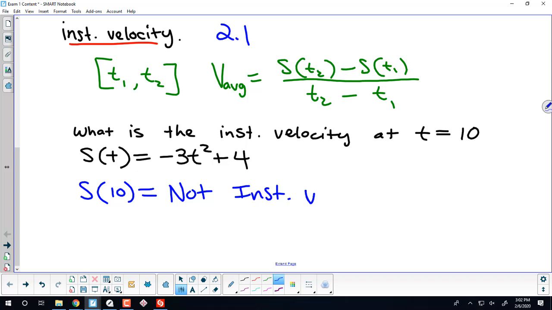If that seems trivial, then awesome, but don't do this. s of 10 is not the instantaneous velocity, that's your position at 10 seconds, right? To find the instantaneous velocity, you have to compute these averages over smaller and smaller intervals, and you have to look at what that number approaches. Does that number seem to get closer and closer to a particular number as these time intervals get smaller and smaller? Okay. So one question like that.